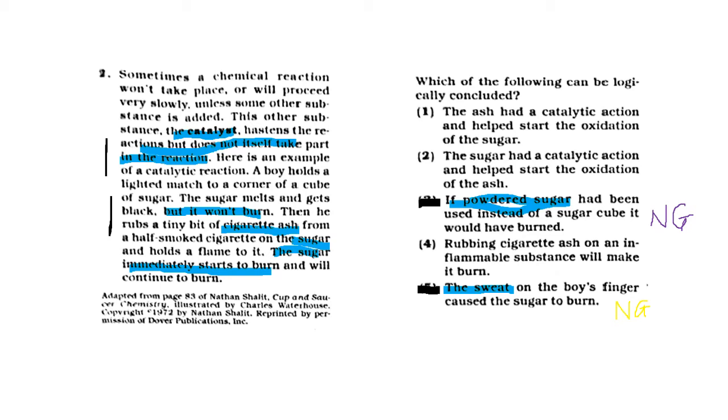Let's look at number 4. Rubbing the cigarette ash on any inflammable substance will make it burn. Basically, it means on any substance. But in this passage, we only know about sugar. We don't know about anything else. So this would also be not given.